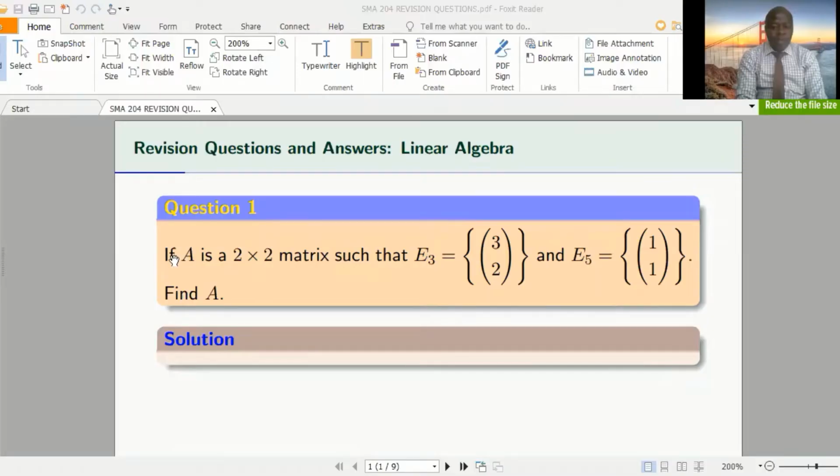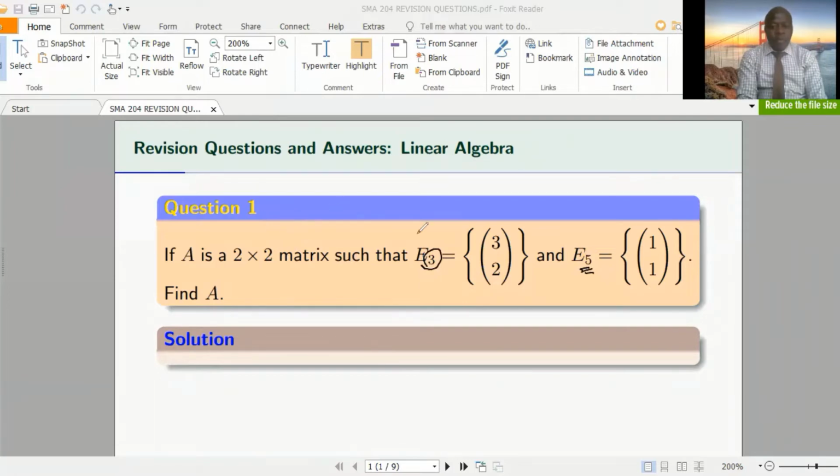The first question is, if A is a 2 by 2 matrix such that the null space corresponding to the eigenvalue 3 is (3, 2). 3 is the eigenvalue. And the null space corresponding to the eigenvalue 5 is (1, 1). Find A.